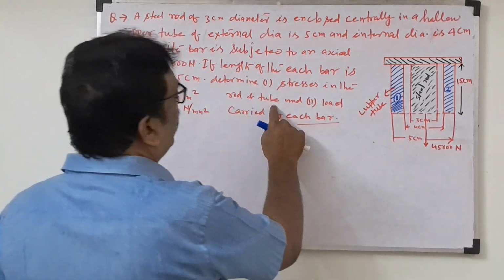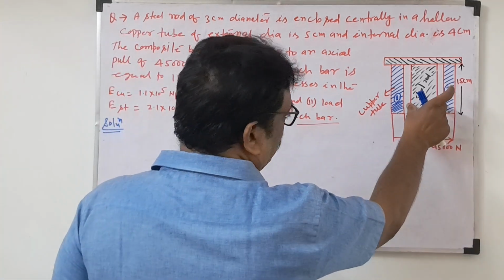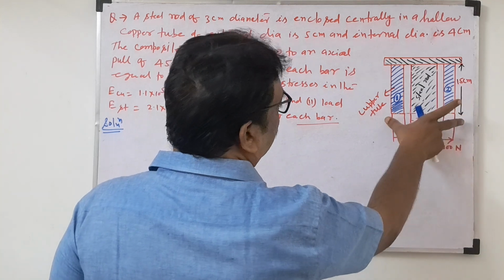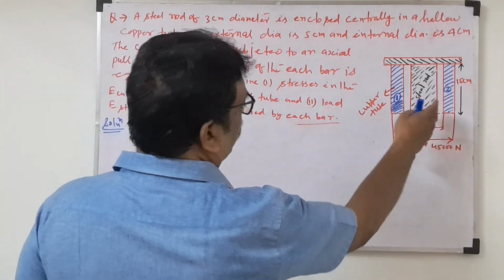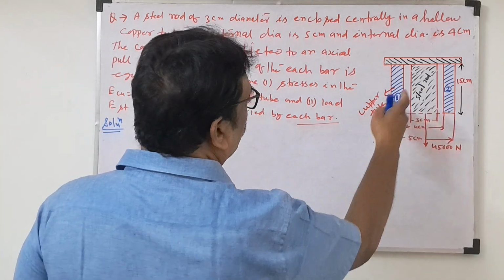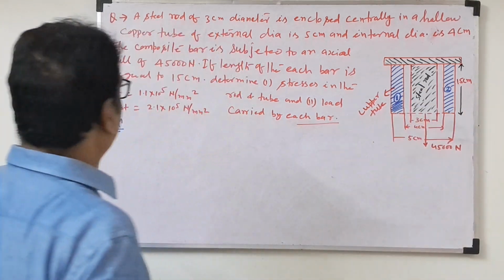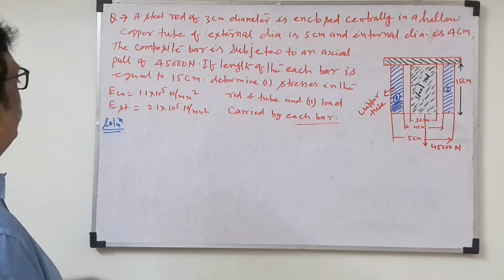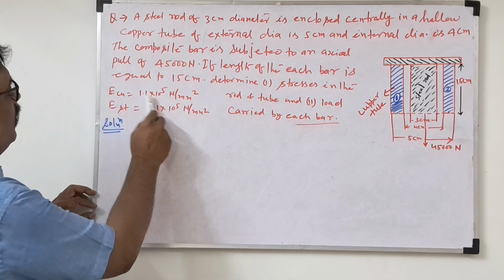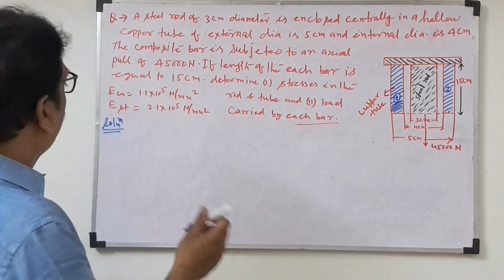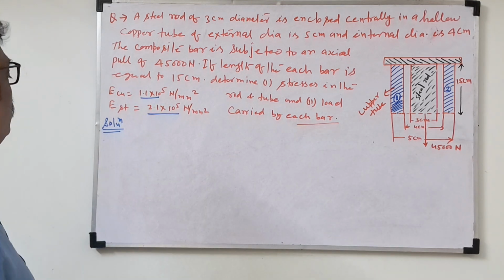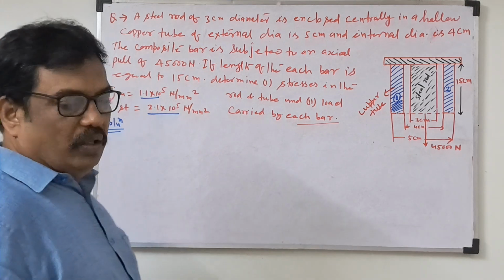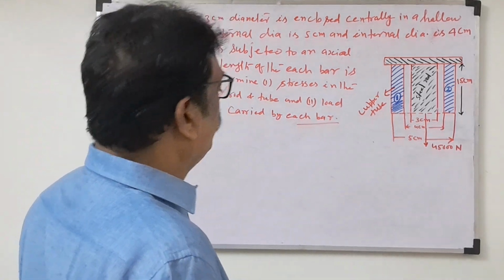What are they asking? Stresses in the rod and tube. So stress for the steel rod and stress for the copper tube they are asking, and the load carried by each bar. Each bar means steel rod and copper tube; we have to find out the load. The Young modulus is given. For copper they gave 1.1 into 10 power 5 Newton per mm square, and for steel also they gave the Young modulus.